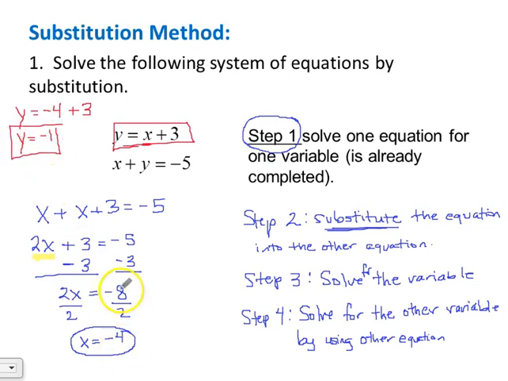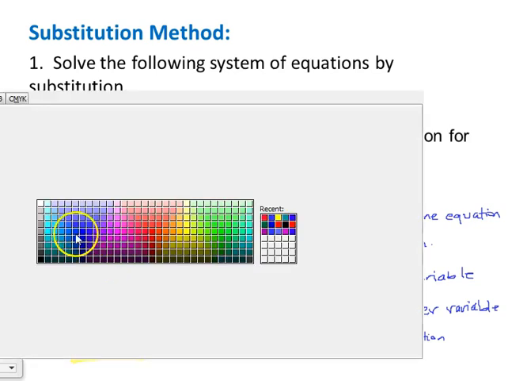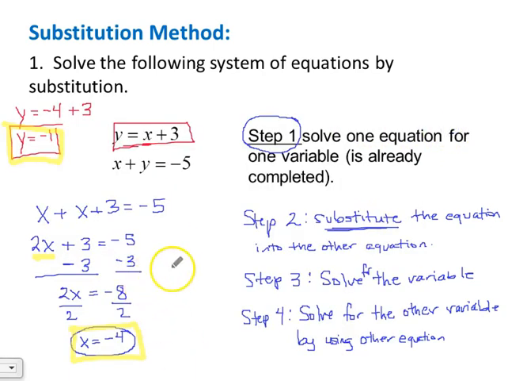So here is my solution. Remember, I have 2 solutions. I have a solution for x and a solution for y. And we can write our final answer, let's change our font to green, as a coordinate. So I could write (-4, -1). That's my final answer right there. Just combine it as a coordinate.